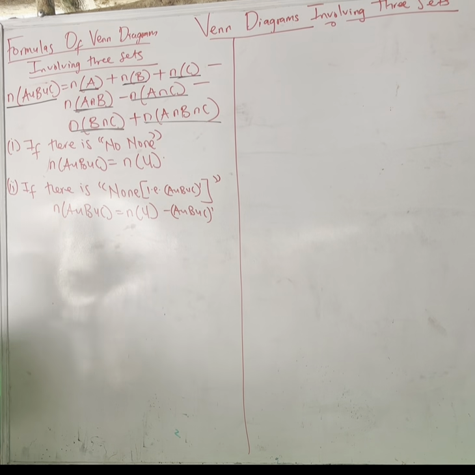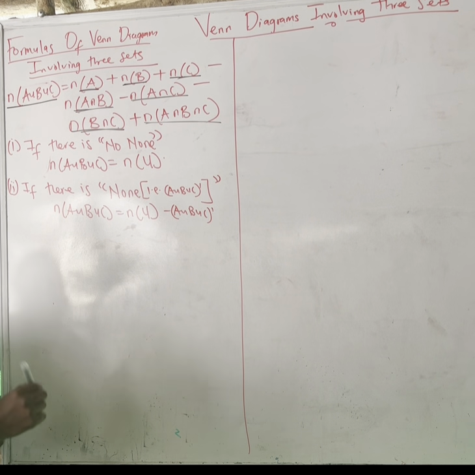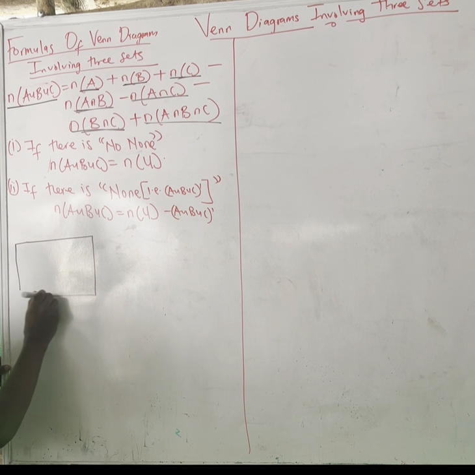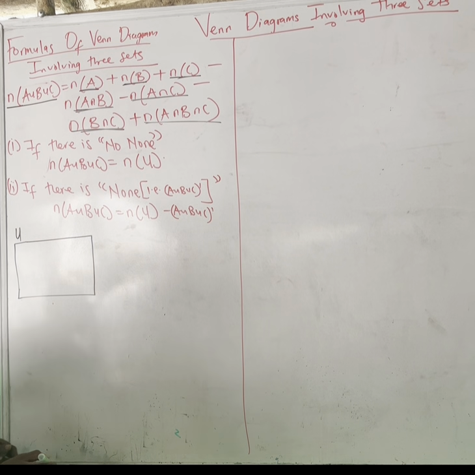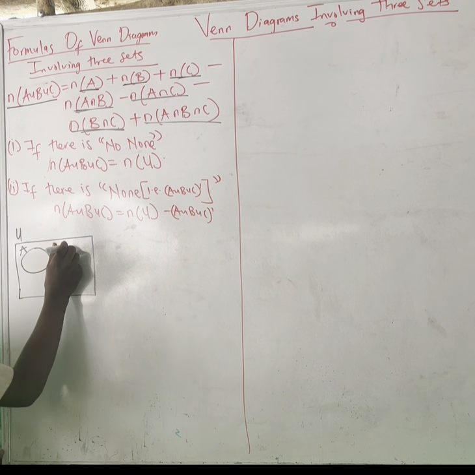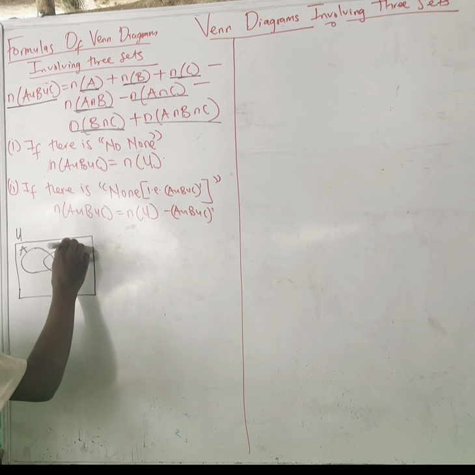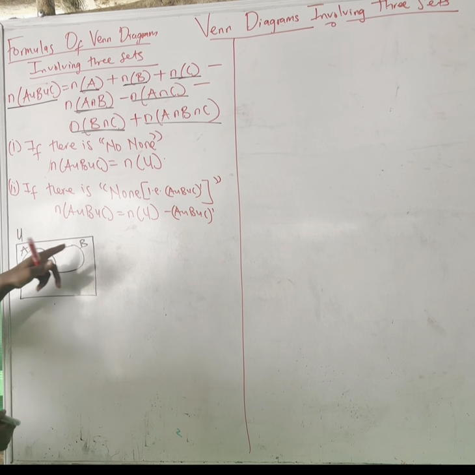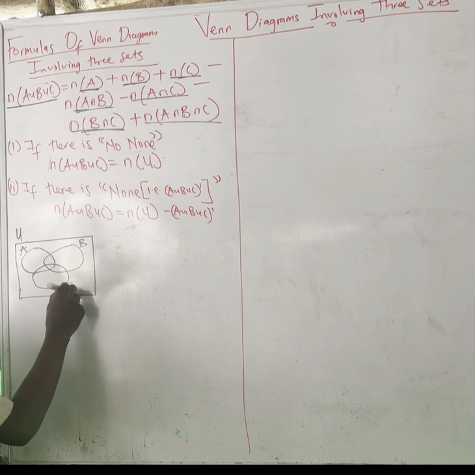Then guys, let's talk about the schematic representation of Venn diagrams involving three sets. Follow me. If I have a Venn diagram like this, the universal set is equal to everything inside this box. Let's say I have set A, then I draw set B like this. This middle part here is for both set A and set B. I can also draw a third set, and this is set C.